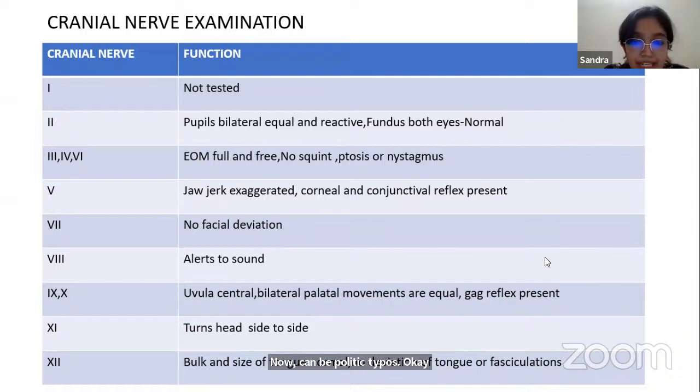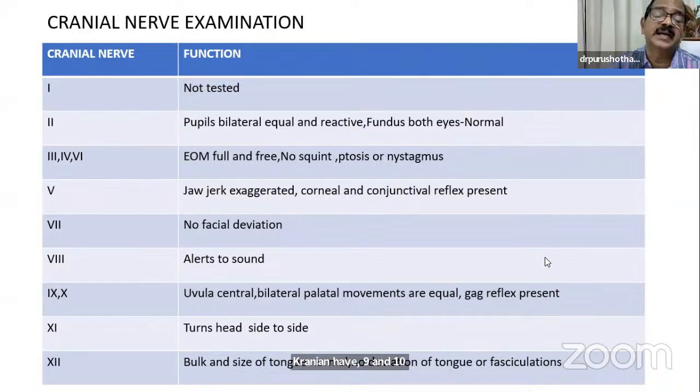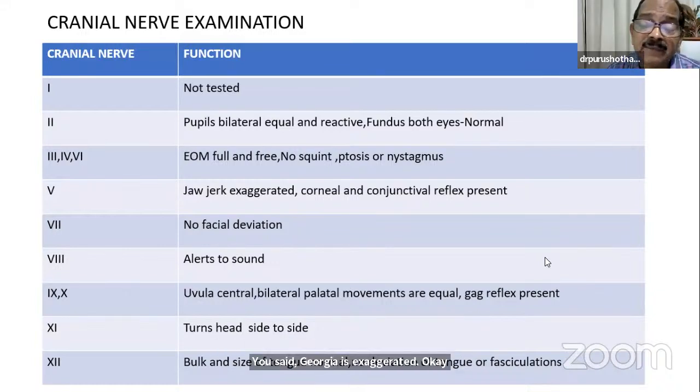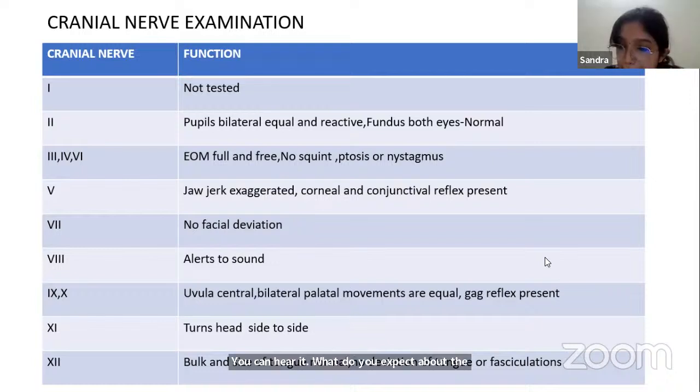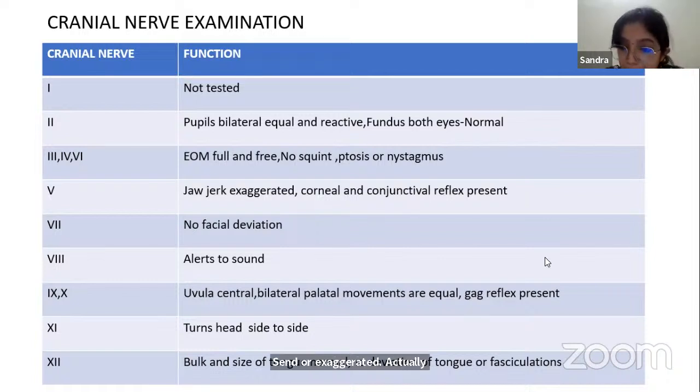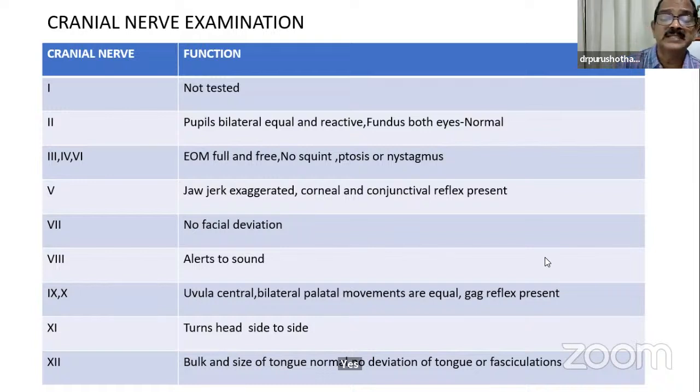Cranial nerve 9 and 10, the uvula is central, bilateral palatal movements are equal, gag reflex is present. Here you said there is a swallowing problem, frequent aspiration. You said jaw jerk is exaggerated. Yes, sir. Jaw jerk is exaggerated. What do you expect about the other reflexes, jaw jerk and the gag reflex? Gag reflex is present. Present or exaggerated? Usually exaggerated. Could you do the gag reflex in this case? Yes, while putting the RT tube. Very likely that it will also be exaggerated.